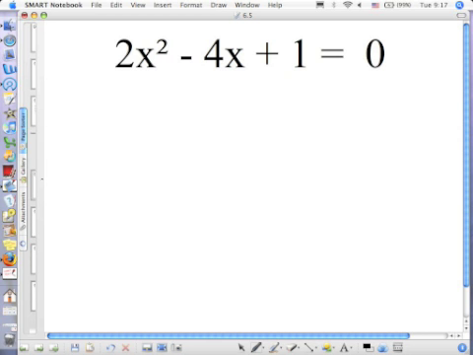Write down your formula. What if it doesn't have a number in front of x squared? If it doesn't have a number in front of x squared, what's it understood to be? 1.